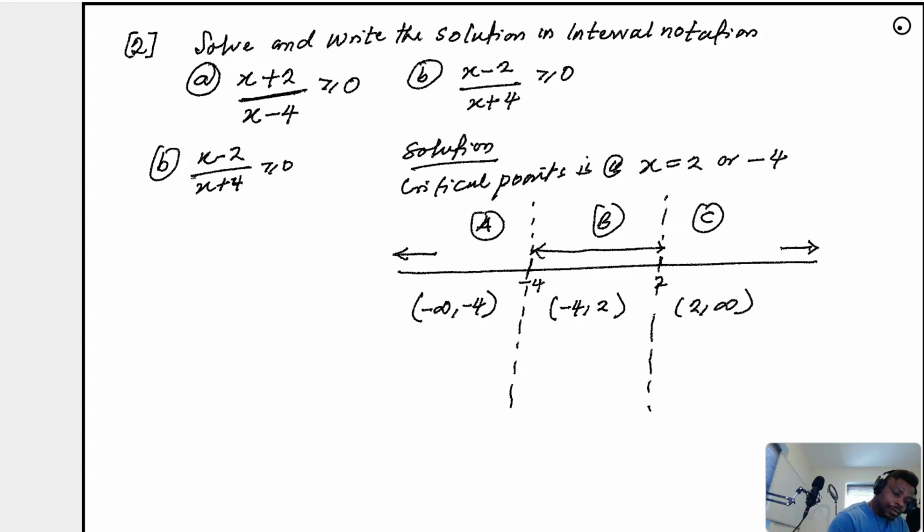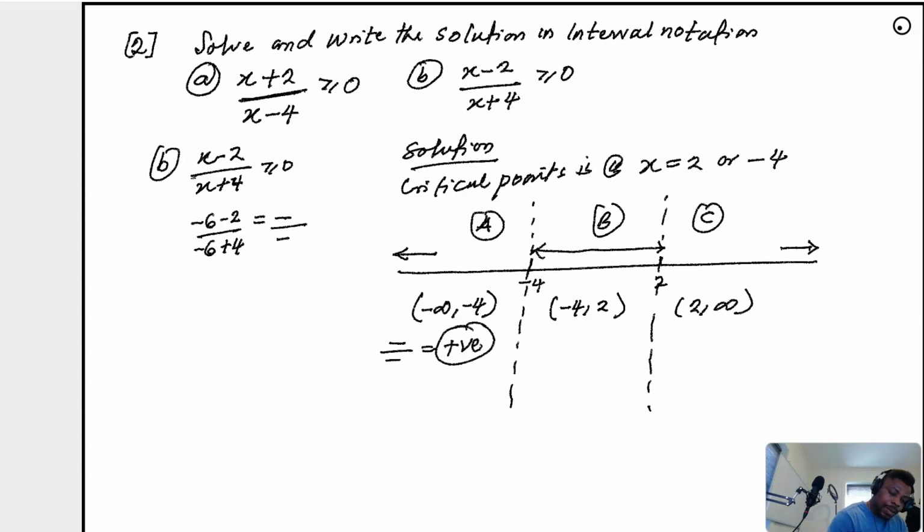Now, for part A, let's pick a number between minus infinity and minus 4. That is minus 6. So x is minus 6. So minus 6 minus 2, over minus 6 plus 4. Minus 6 minus 2, that is negative. Minus 6 plus 4, that is negative. So it is negative divided by negative, that is positive here.